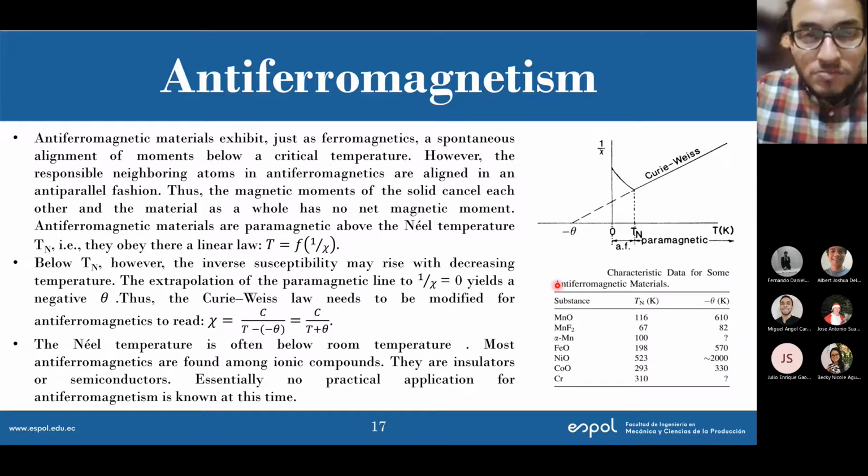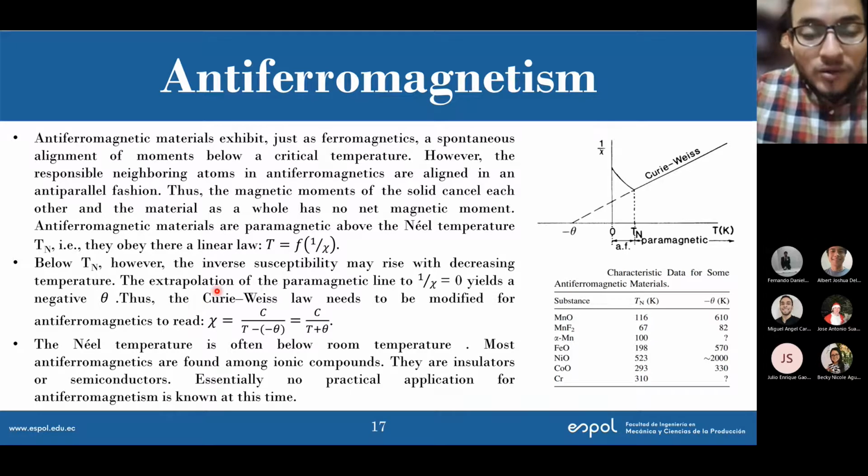We can see some data, okay, for the Néel temperature of different antiferromagnetic materials. You have very low temperatures like 67 Kelvin. You can have a bit higher, like chromium or cobalt oxide, which are above room temperature, right? Because this is in Kelvin. Okay.